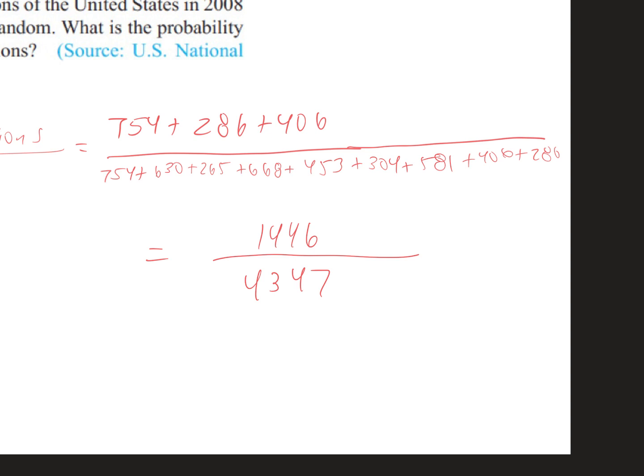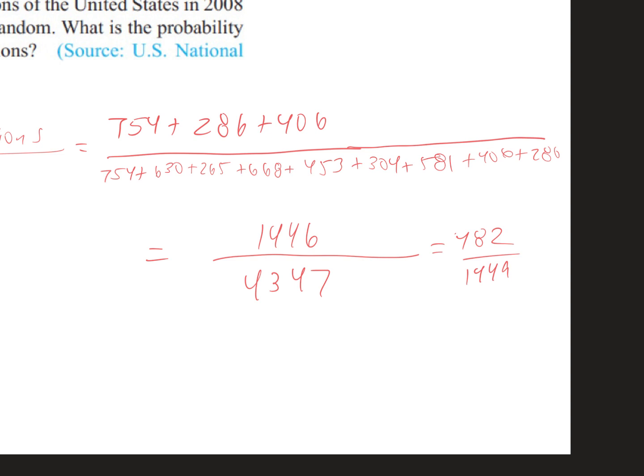Does that fraction simplify? It should divide by 3. What's 1446 divided by 3? 482. All right, and then what's 4347 divided by 3? 1449. Okay, so say they wanted it as a simplified fraction.